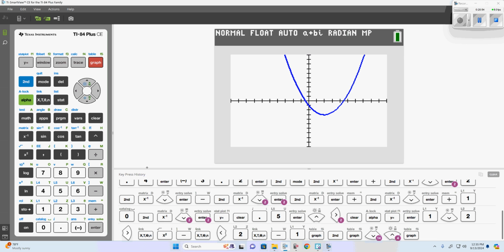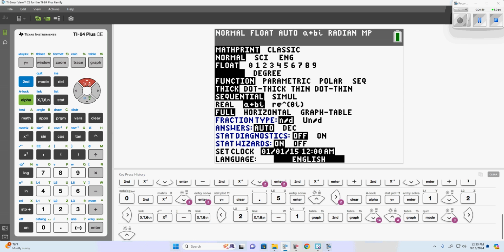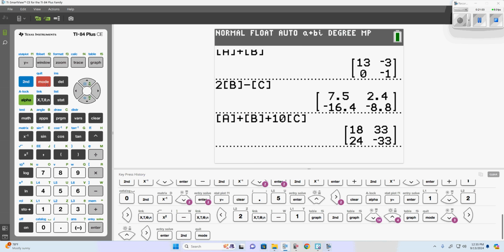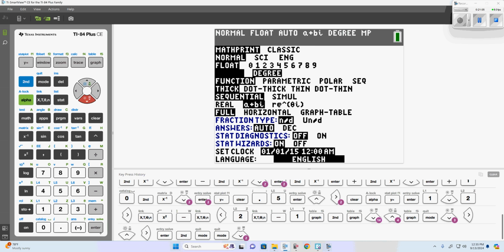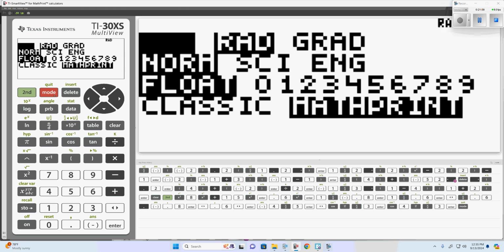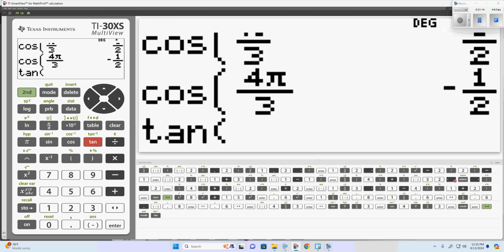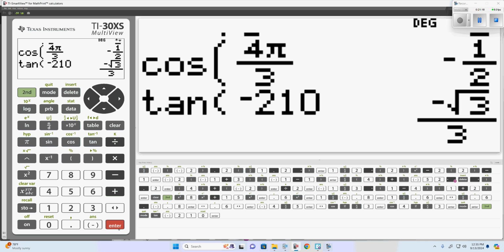Let's see here. Switch this over. Oh, no, might as well leave it in degrees mode. Tangent of negative 210 is negative square root 3 over 3, just like we have, yes? All right, let's look at the last one.